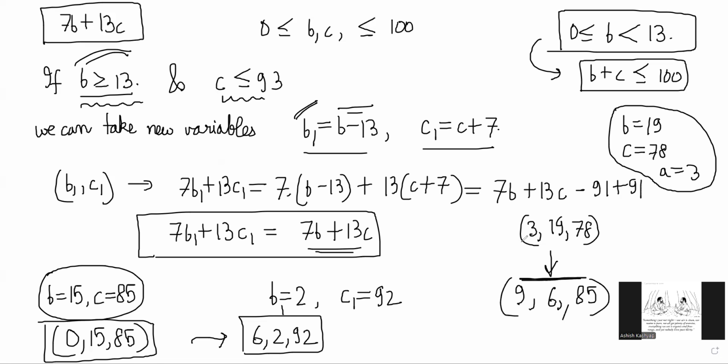So what we have understood so far is 7B plus 13C. We need the possible outputs of that, but without any restrictions. Whenever B is greater than 13, we can convert it to a value lower than 13 and get the same value of 7B plus 13C by adjusting the C value, right? So that helps us solve this problem, because now our conditions are 0 is less than or equal to B less than 13 and B plus C is less than or equal to 100, and we'll do case by case.